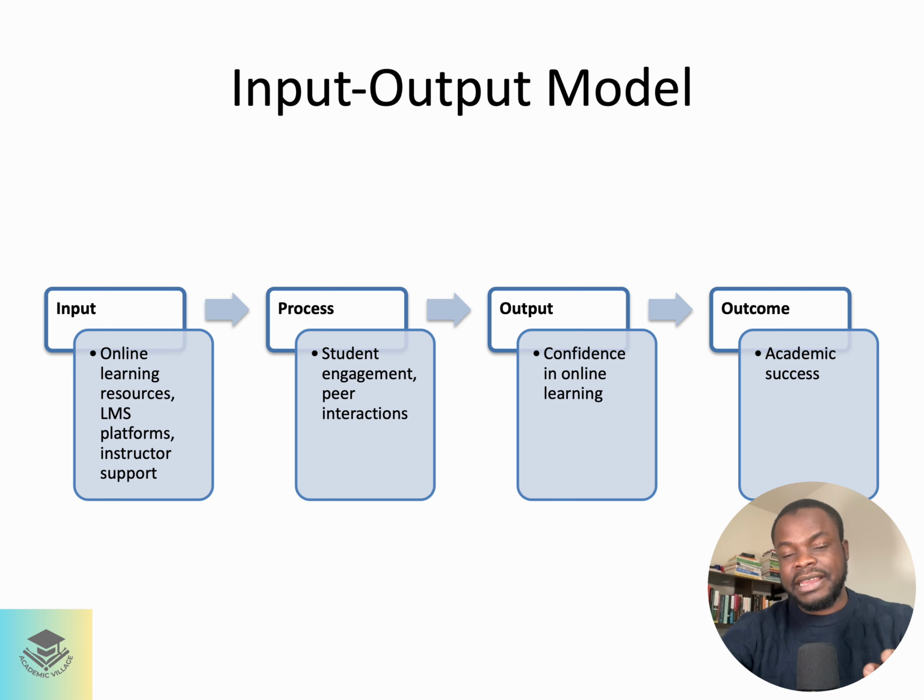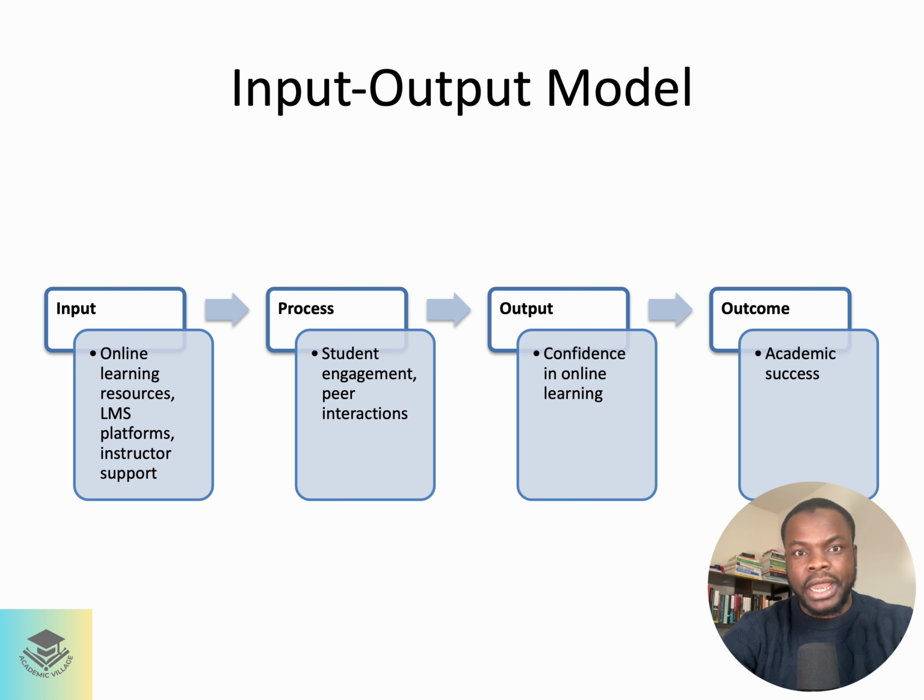And next is the process stage. That is how things are happening. Students will engage with these inputs through activities such as participation, peer interaction, and overall engagement. And we are expecting that this engagement with the inputs would lead to a certain set of outputs, which in our case, what we're interested in, is the student's confidence in online learning. So we believe that if we have an interaction between the input and the process, we should have a certain kind of output.